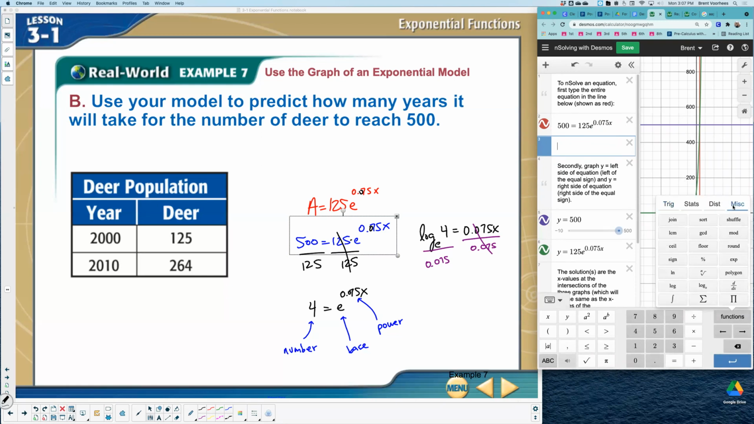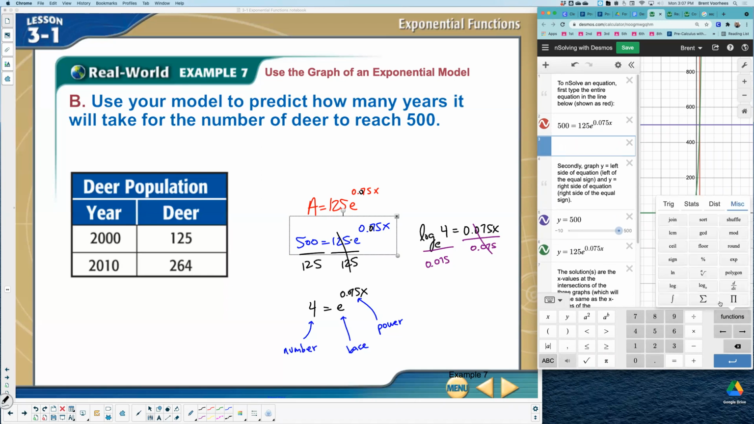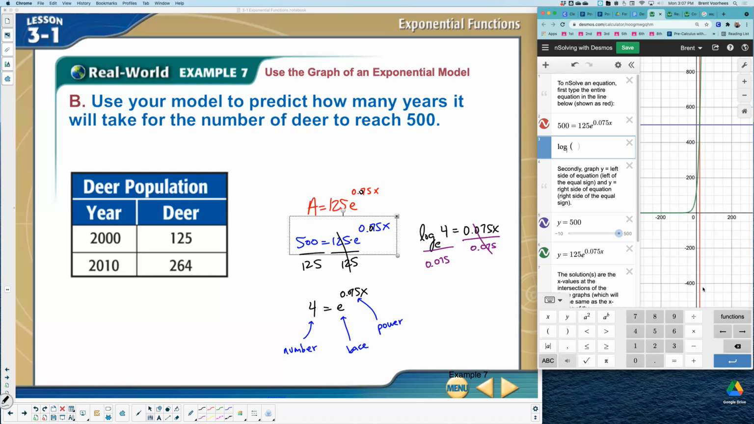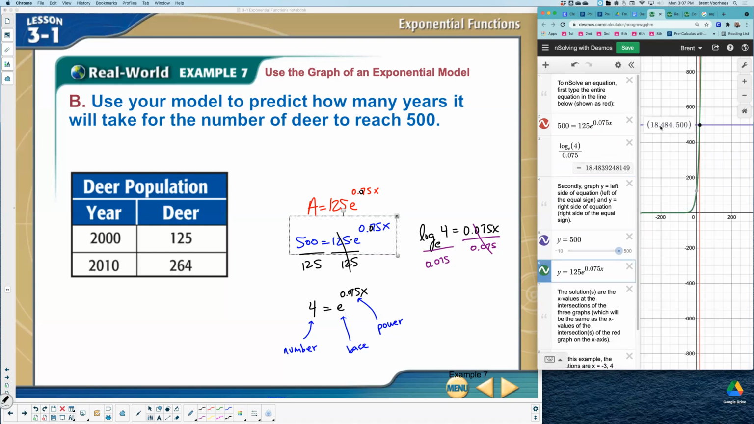Log base a is the same thing as natural log. You'll learn that next class, but in case you don't know that, let me go here, functions, miscellaneous tab. I'm going to do log with the base, and my base is e, and the number's 4 here. And we're going to divide all of that by 0.075, and notice we got the exact same answer right there.